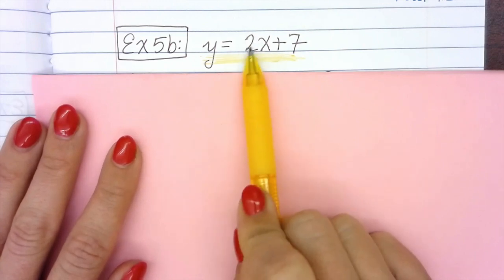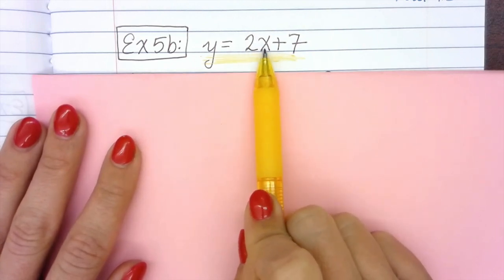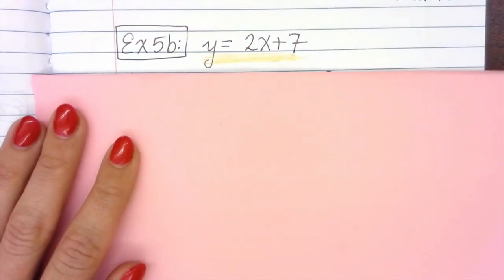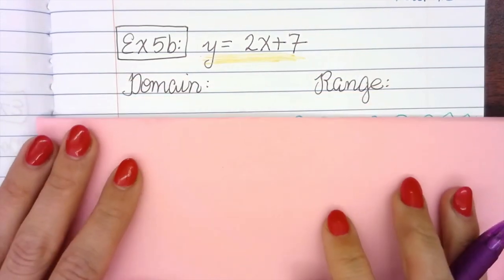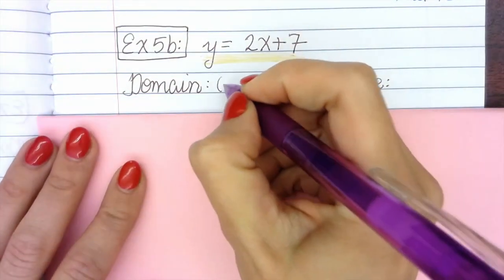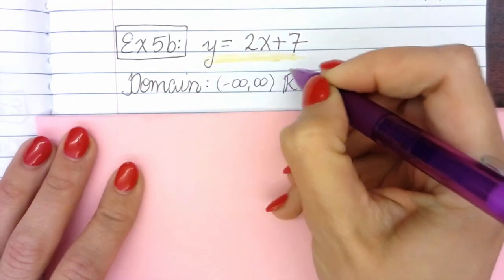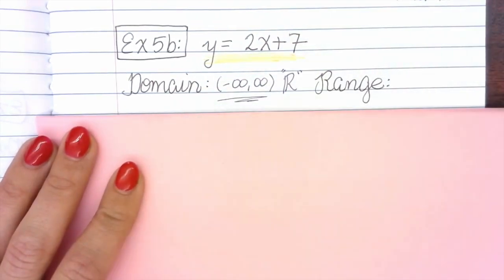I can't think of a number I can't do that to, so sounds pretty good so far. And is there a number you can't just add 7 to? I can't think of anything either. So what does that say about our domain and range? Well, our domain, that means, is -infinity until infinity, or again, all real numbers. I will probably write it like this most of the time.